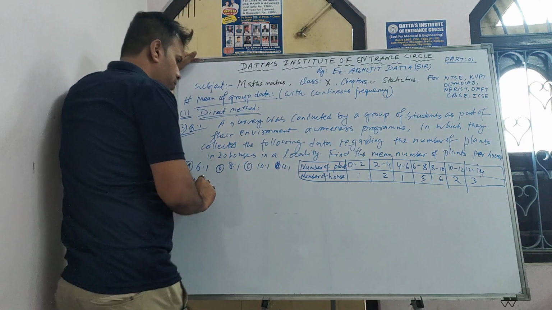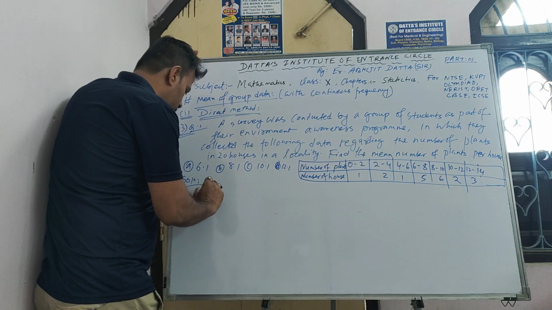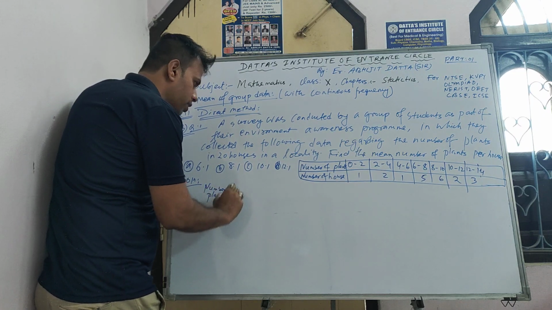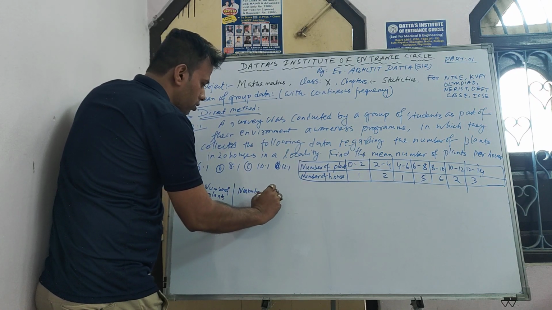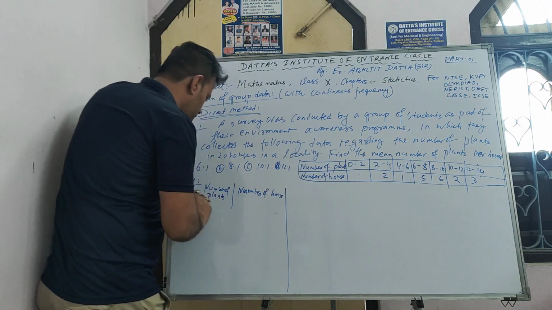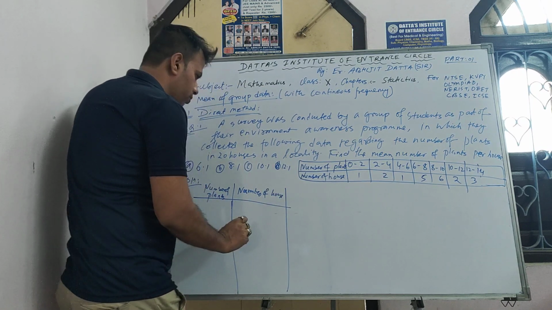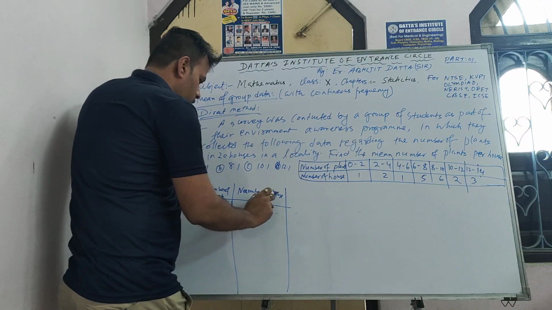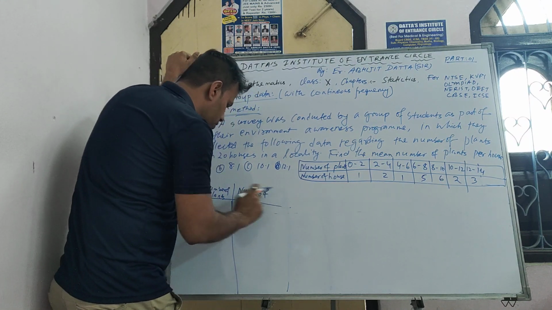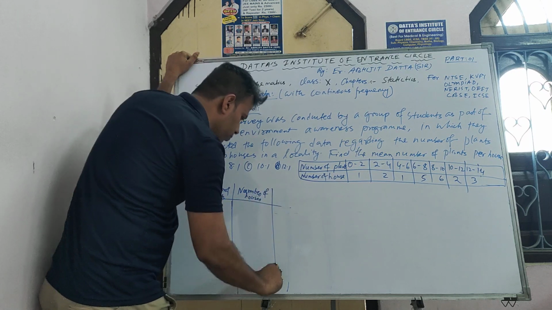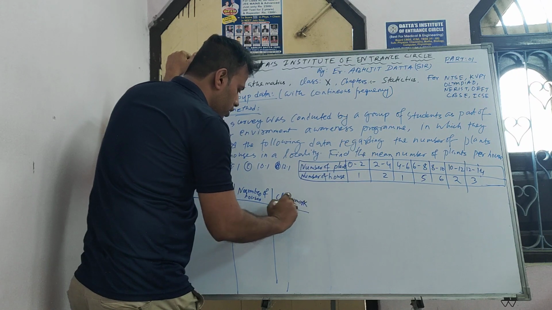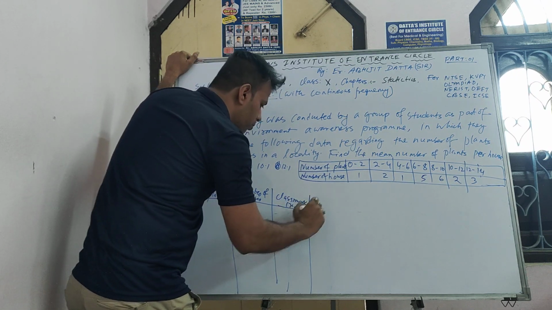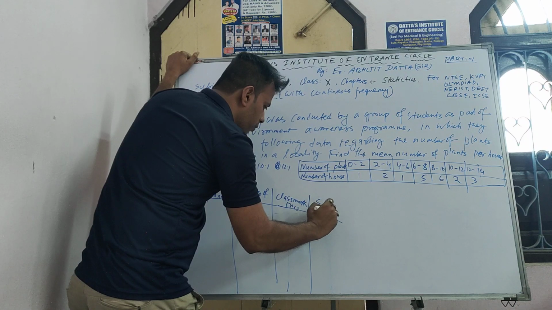So this is grouped data. So I write here number of plants, number of houses, and then we have to find out the class mark, that is xi. Now we have to find out the summation of fi and fi xi.